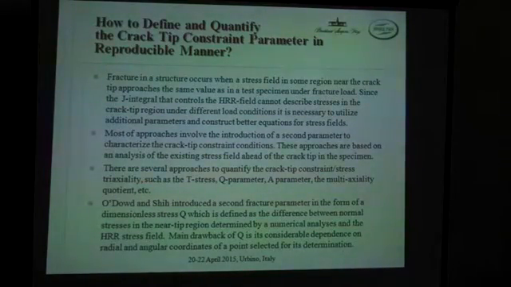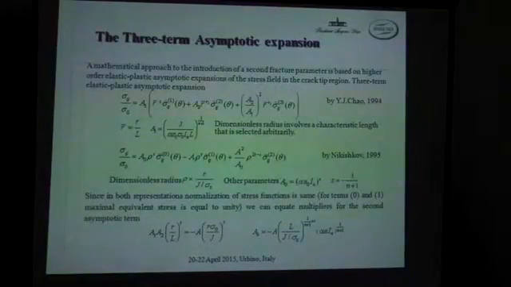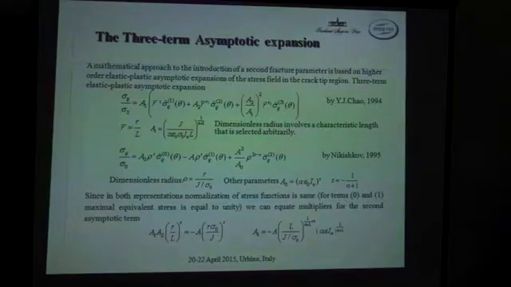But I would like to notice that, for example, O'Dowd and Shih introduced a second fracture parameter in the form of dimensionless stress Q, which is defined as the difference between normal stresses in the near tip region determined by numerical analysis and the Hutchinson-Rice-Rosengren stress field. But unfortunately, the main drawback of Q is its considerable dependence on the radial and angular coordinates of the point selected for its determination. To eliminate this problem, we can employ the three-term asymptotic expansion of the stress field in the vicinity of the crack tip.